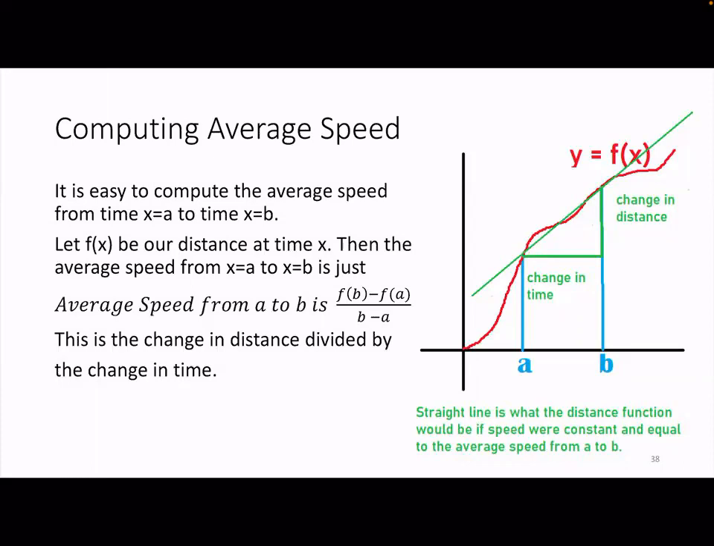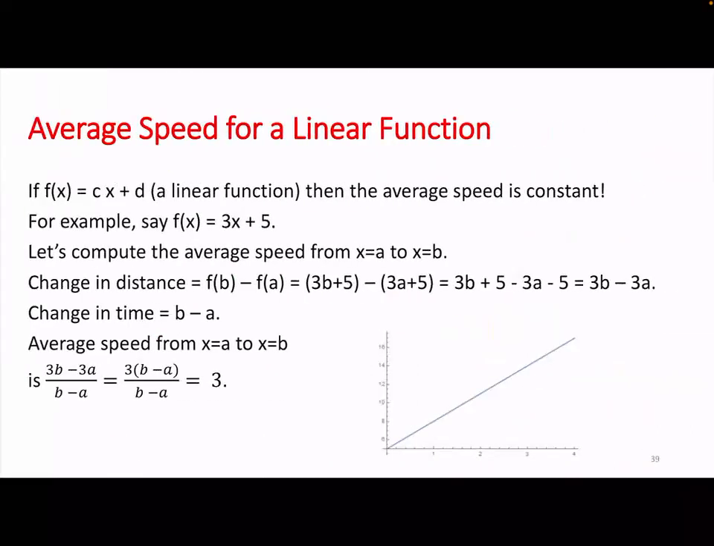So here, the average speed from a to b is just f of b minus f of a, the distance traveled, divided by b minus a, the time elapsed. And so if I give you a linear function, say 3x plus 5, we can calculate the change in distance. And when you plug in everything, you get 3b minus 3a. The change in time is b minus a. Oh, this is nice. So to calculate the average speed, we get 3. So in fact, for linear motion, what's fascinating is that the average speed is also equal to the instantaneous speed.